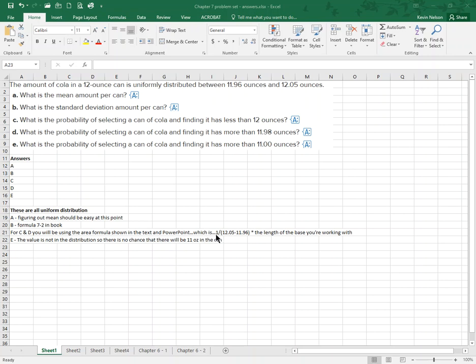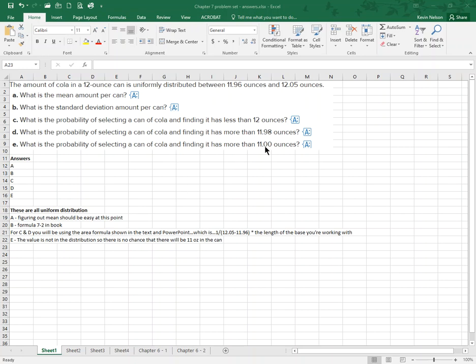That formula is, in this situation, 1 over the difference between the maximum and the minimum, and then you're going to multiply that times the length of this uniform distribution that you're working with. So whatever it is that you're looking at. In this situation, if you're going to look at finding less than 12 ounces, you're going to go 12 minus the minimum. So 12.0 minus 11.96 would be the base that you're looking at in this situation. So that should be pretty helpful.